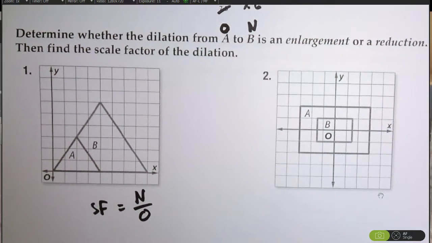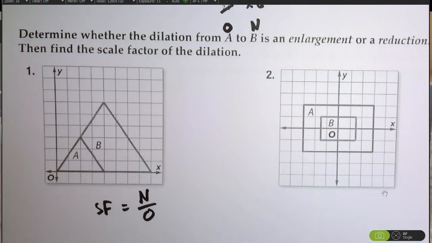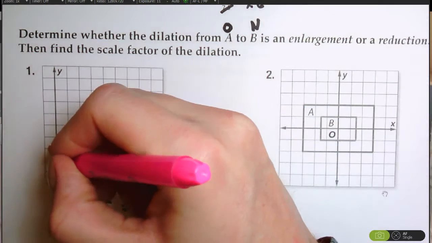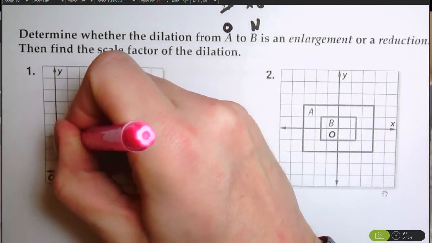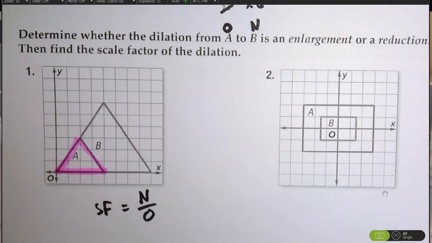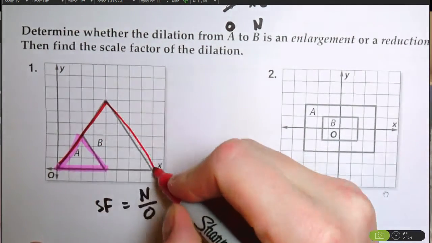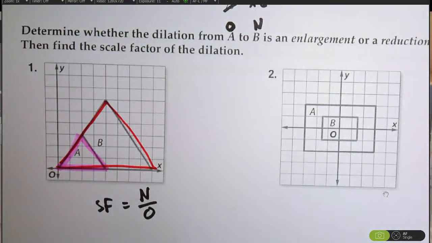So for number 1, hopefully by looking at it, it's kind of obvious. Hey, A is the small guy down here. B is the bigger one right here. So what that means is it got bigger. This is an enlargement. Okay, this got larger. So enlargement.